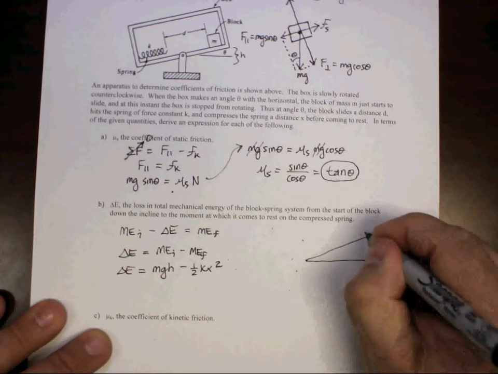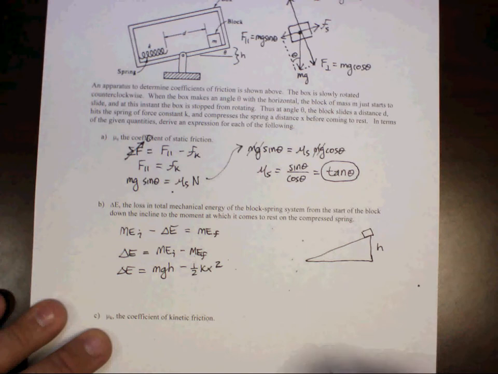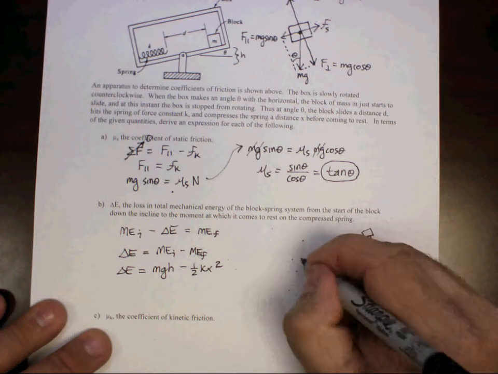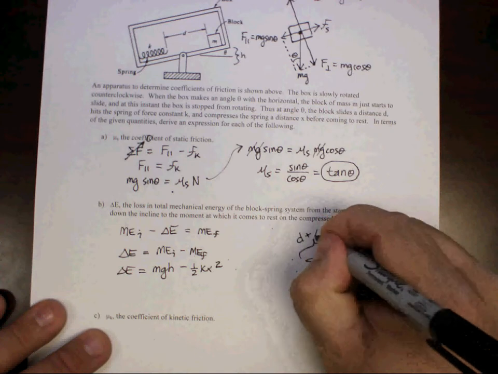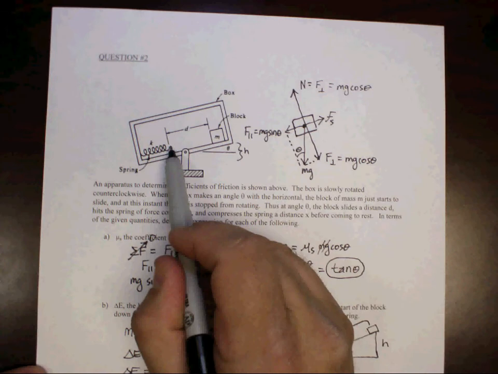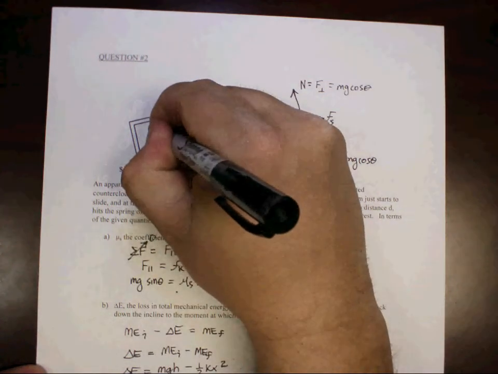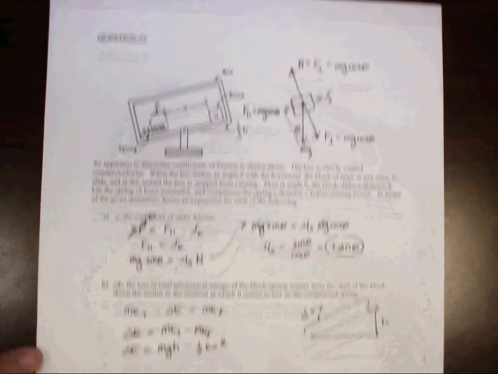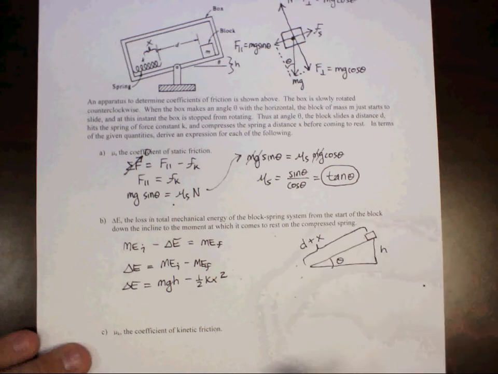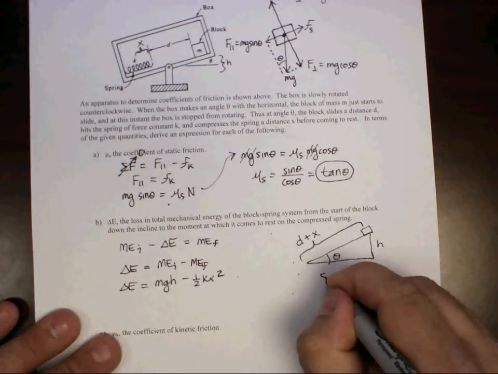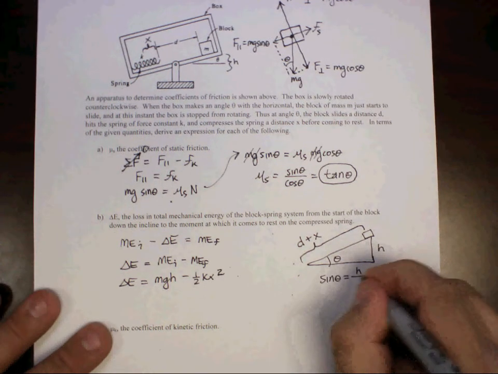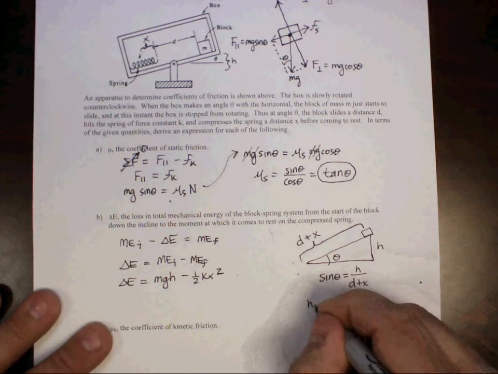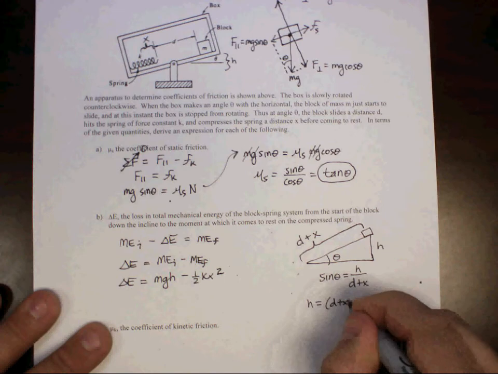So delta E is equal to, if we want to get this by itself, it's going to be ME initial minus ME final. What is ME initial? Mechanical energy initial is mgh, that potential that the box has. And at the very end, the spring is compressed, but it's motionless, so all we have is 1/2 kx squared. All right? And that's delta E. But we don't want terms in terms of h.